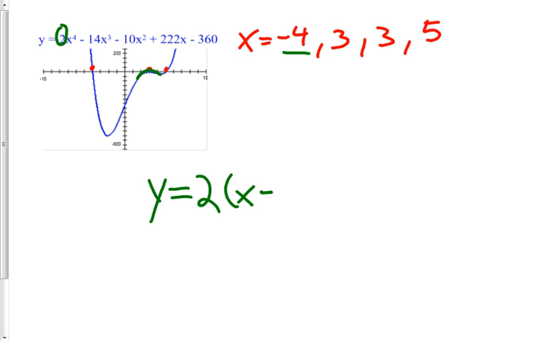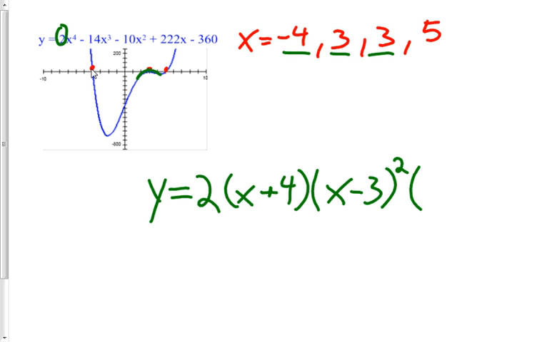X minus negative 4 is x plus 4. X minus 3. And I have another root at x minus 3, so I can just write this as x minus 3 squared. And I can multiply it by my final root at x minus 5. And that is the factored form of this graph.